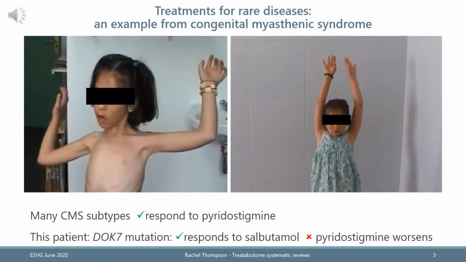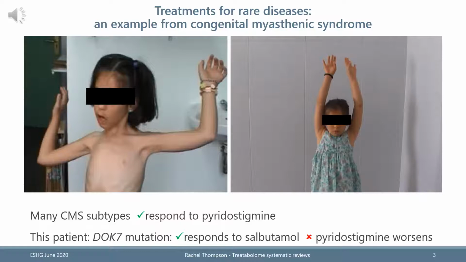Let me give you an example from the first Treatabolome systematic review that we did. This is a little girl with a congenital myasthenic syndrome, which is a genetic neuromuscular condition that can be caused by defects in any one of over 30 genes. Congenital myasthenia causes problems with the transmission of the nerve signal at the neuromuscular junction, the synapse between the nerve and the muscle, and the phenotype you have with CMS is fatigable weakness and often additional things like ptosis, ophthalmoplegia, and breathing difficulties.